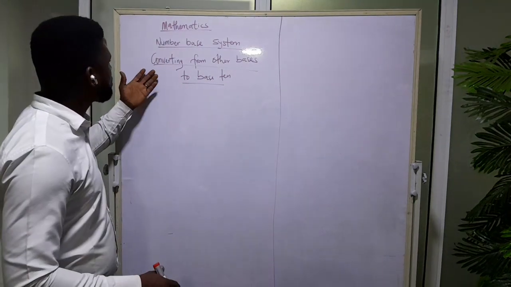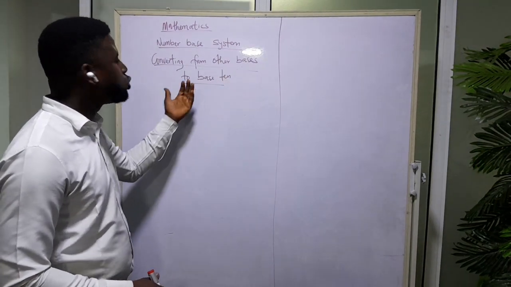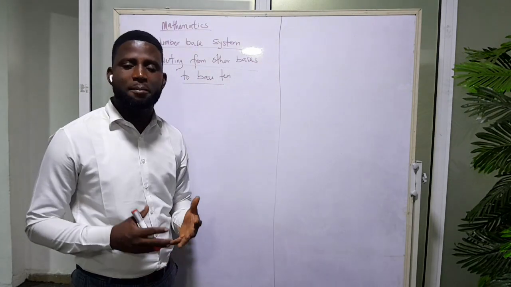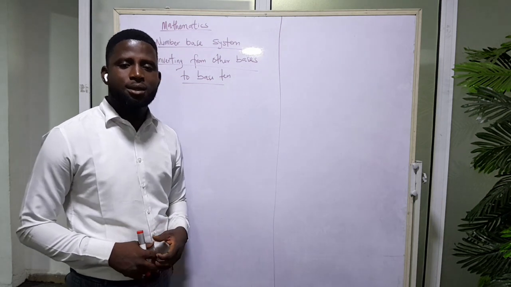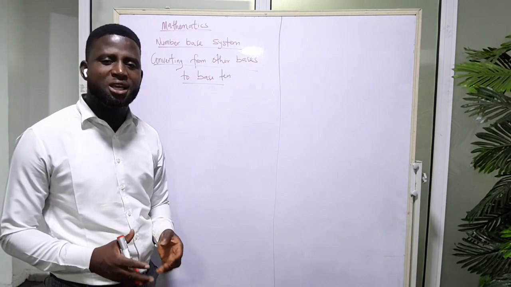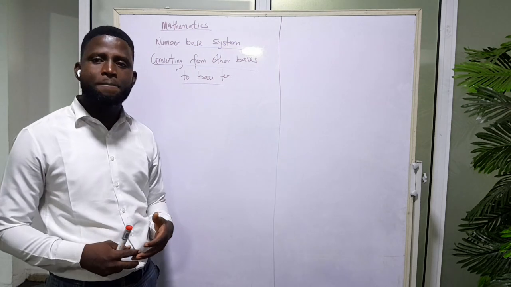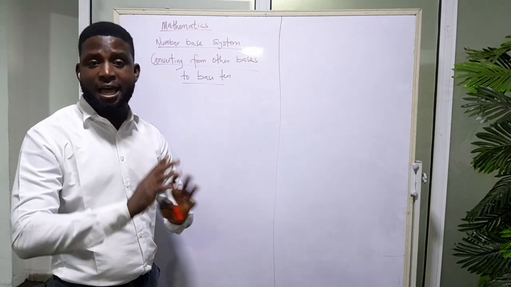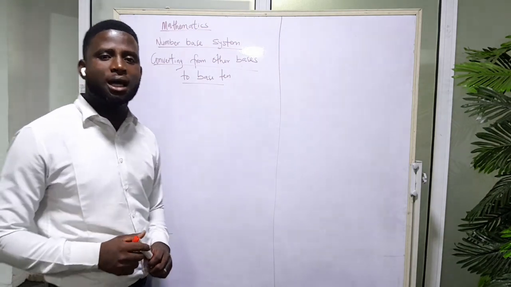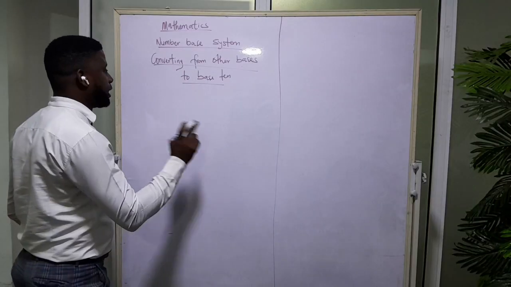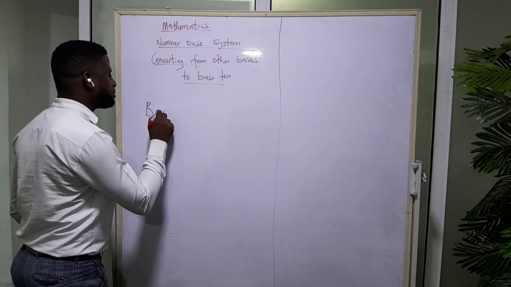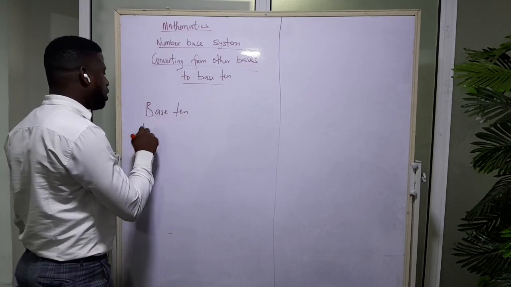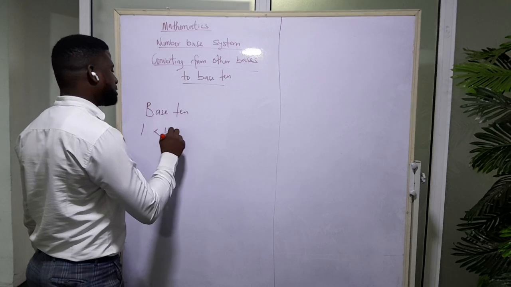Today, we'll be looking at converting from other bases to base 10. In our last class, we looked at listing the members of a base, and we stated that base 10 is the natural base in which every mathematical operation is carried out. We also stated that the highest number you can find in any base is one less than the base itself. For example, in base 10, the highest number is 1 less than the base, which is 10, and that gives us 9.